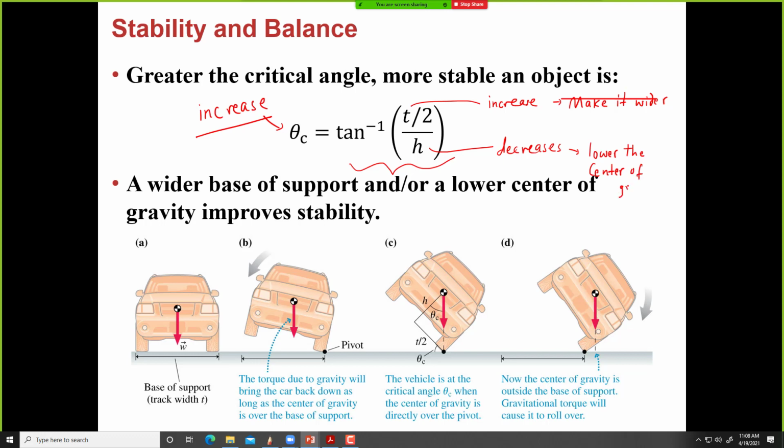Center of gravity. Okay. Make the bottom part heavier. If you make the bottom part heavier, then the center of gravity will shift down, and as it shifts down, this height becomes smaller. With that, you can increase theta c. Okay.